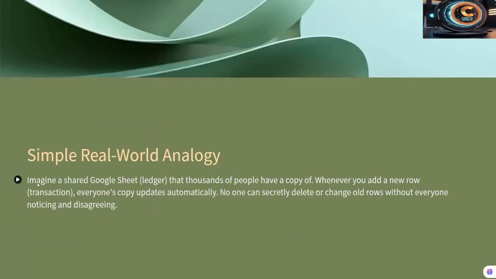Simple real world analogy. Imagine a shared Google Sheet ledger that thousands of people have a copy of. Whenever you add a new row, a transaction, everyone's copy updates automatically. If you have a new transaction, it will be matched with the previous transactions, and if all the computers verify it, then the transaction will be done in a sincere way. No one can secretly delete or change old rows without everyone noticing and disagreeing.